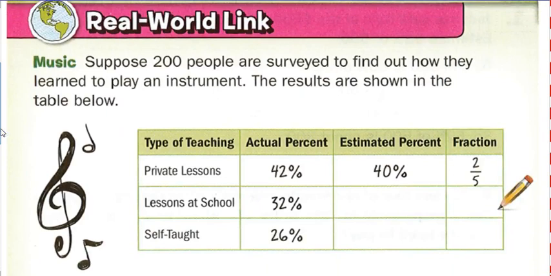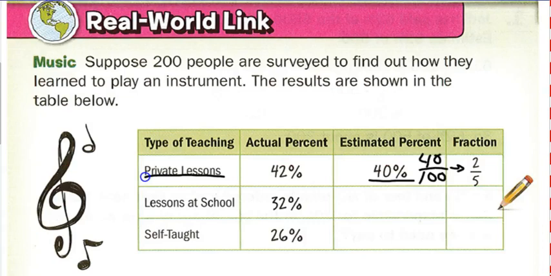It says suppose 200 people are surveyed to find out how they learn to play an instrument. The results are shown in the table below. So private lessons, there are actually 42% of people who get their lessons privately. So do we need to know 42% exactly? Sometimes we don't. Sometimes we can make an estimation. In this case, we'll estimate that to 40% because that's an easy number for us to find. And what is that as a fraction? Well, remember, a percent means per 100. So 40% is actually 40 out of 100, which reduces down to 2/5.